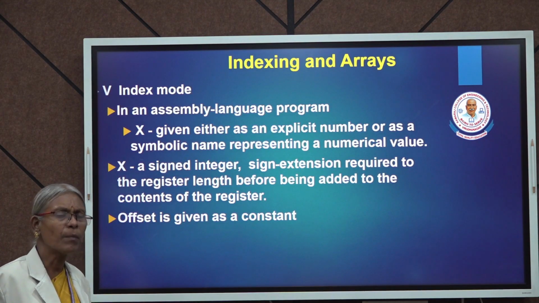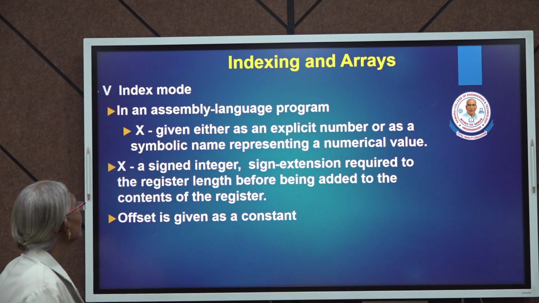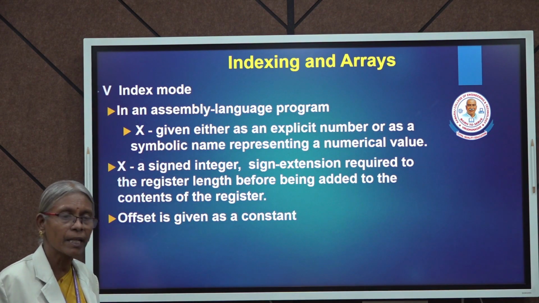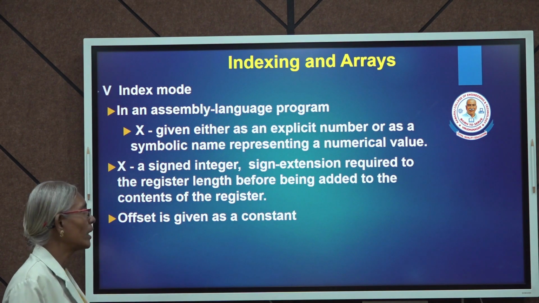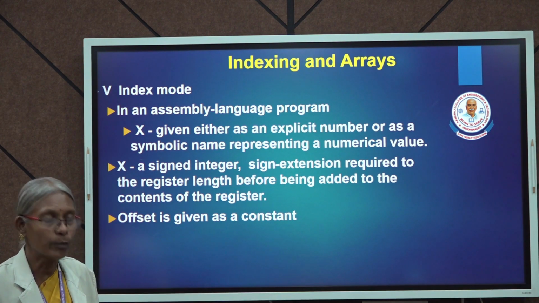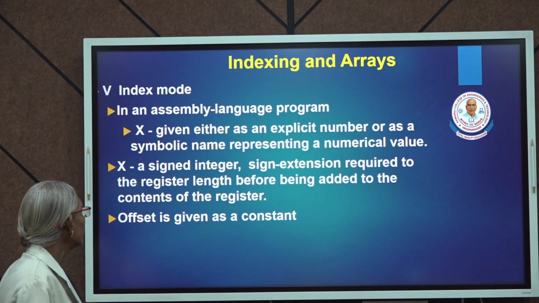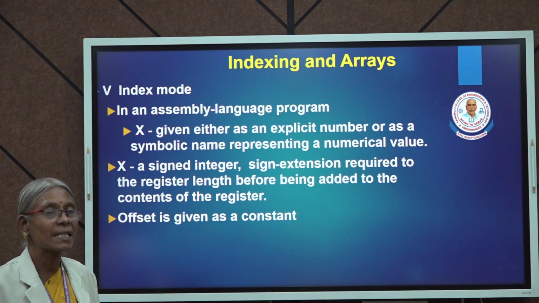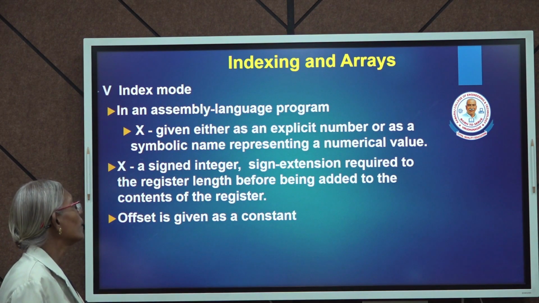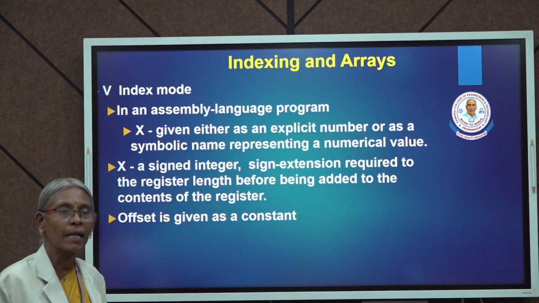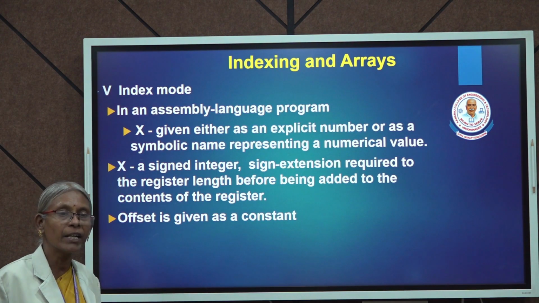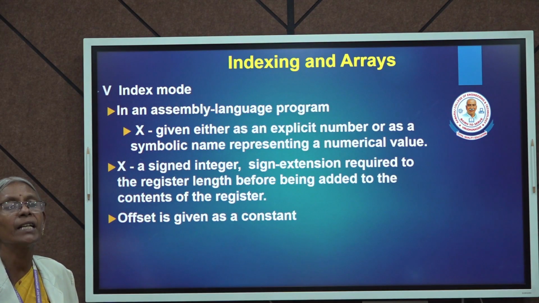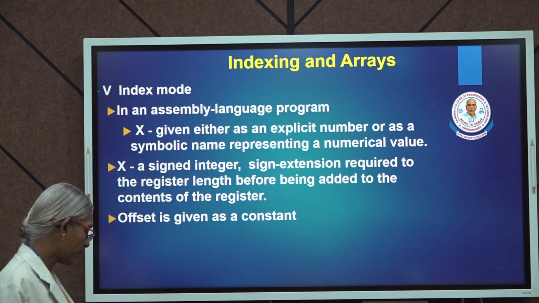So in an assembly language program, X is given either as an explicit number or as a symbolic name representing a numerical value. The X value is a signed integer, so we can even go for sign extension if required, and the offset is given as a constant in the instruction.